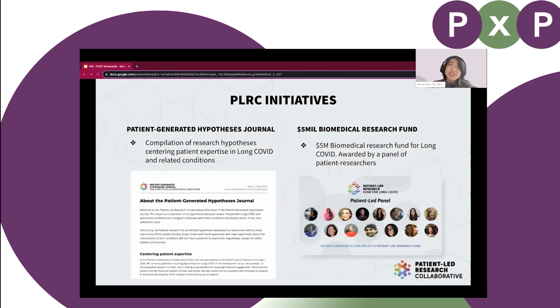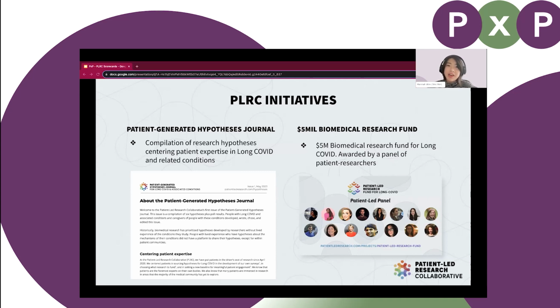Some of the other initiatives that we're involved with: we have a patient-generated hypothesis journal. This is how we come up with research questions, and we systematize this process by making it open for the community to submit hypotheses. We have a panel to assess how well they are written, and we edit alongside the authors themselves, and we put that together into a hypothesis journal. And we disseminate that into the research community for other teams to pick up on.